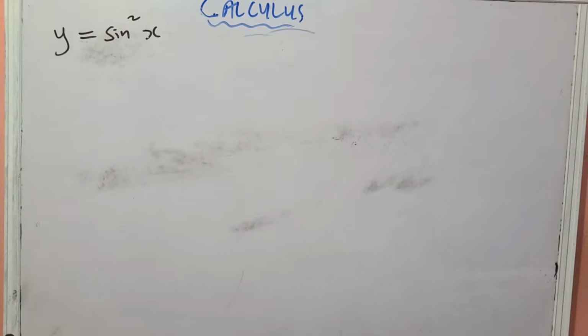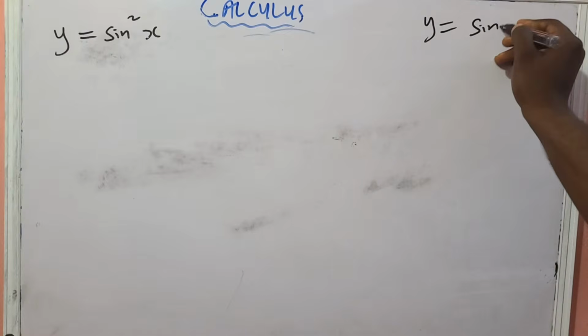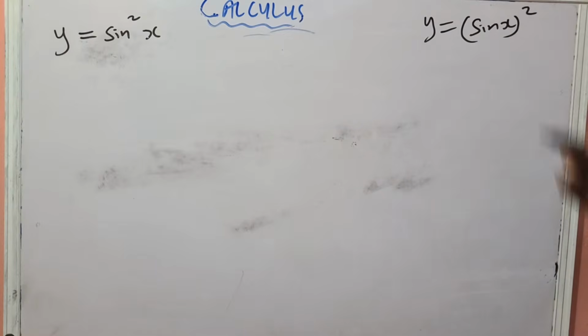Does anybody know that presently here? Using the general rule, can you solve this using the general method? Of course, it's quite simple. What you have to do initially is to rewrite this as sine x all square, which is the same thing as sine square x. All right.